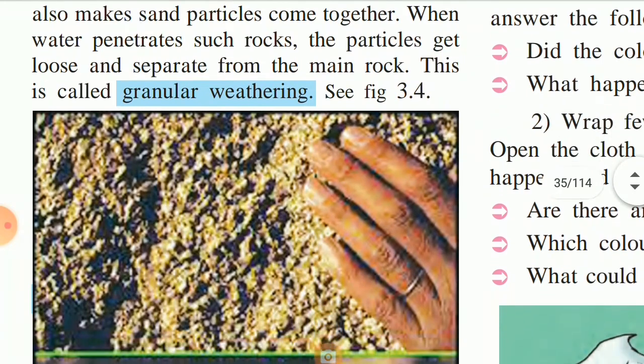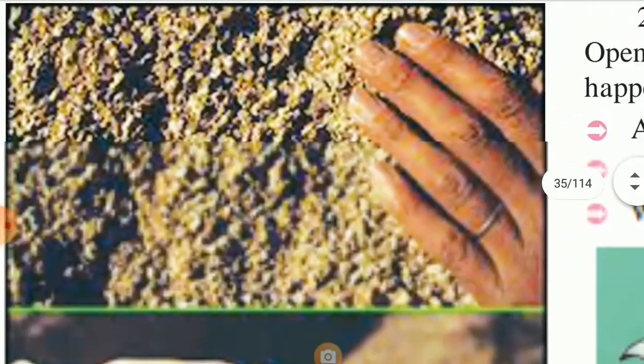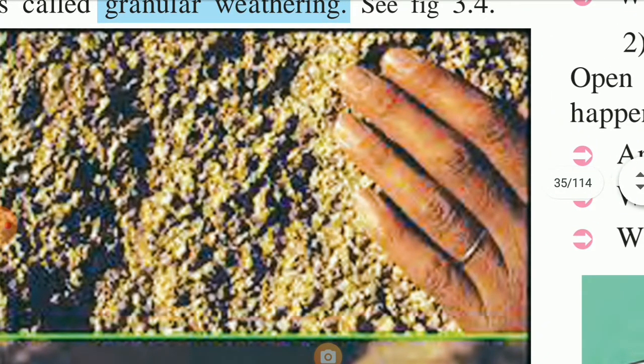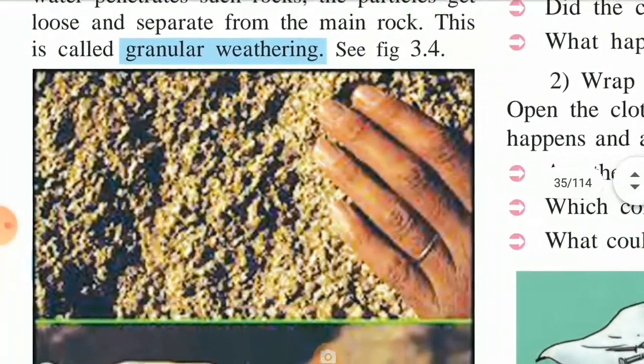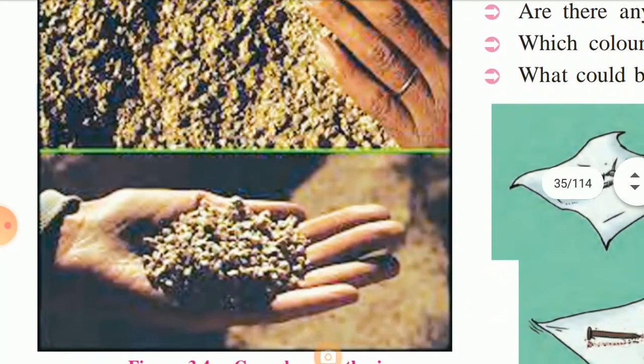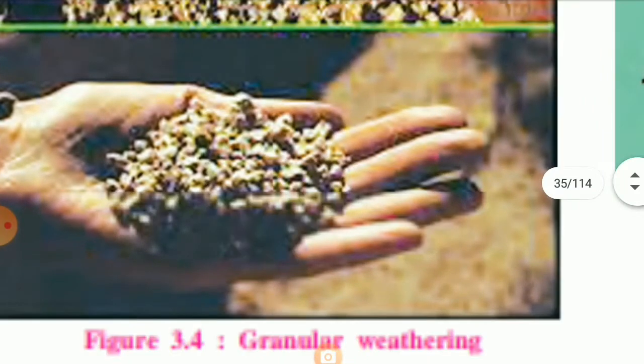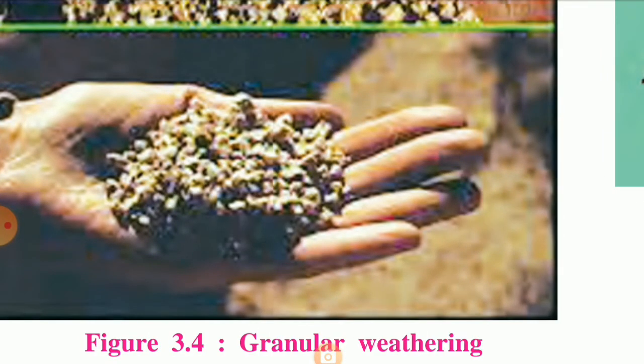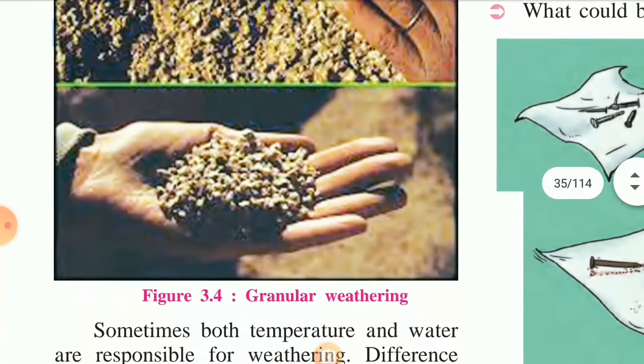You can see here how the particles have been separated from each other. They are almost like jowar or bajra grains, sand particles, and they get separated. This is also a type of weathering. You can see again here how it looks like a grain, exactly like a bajra grain or any other grain. This is called granular weathering. So you will be asked the question, write a note on granular weathering. So you should be able to write this answer.